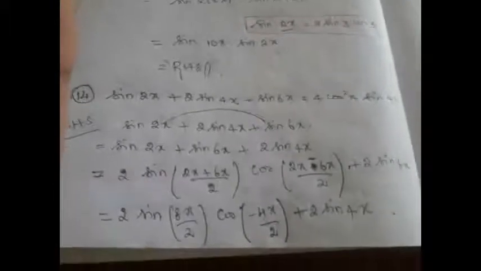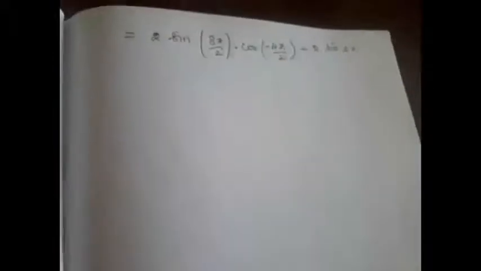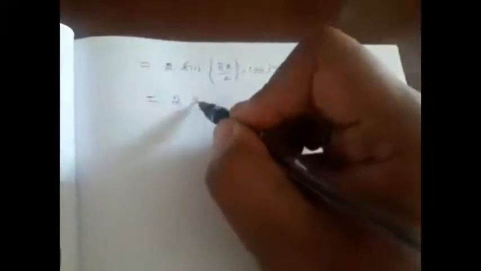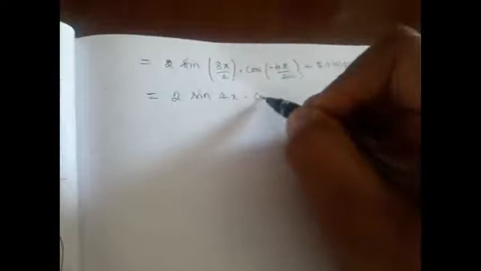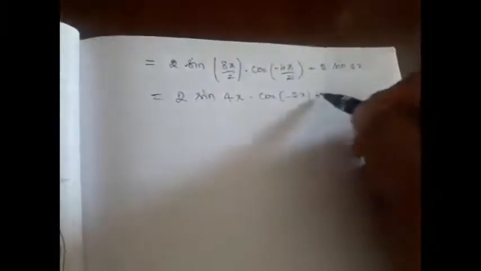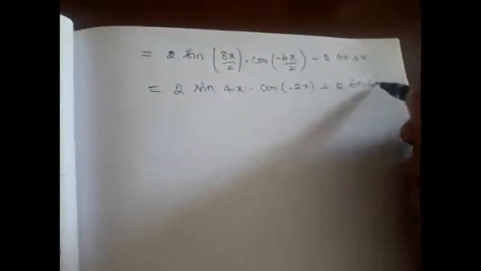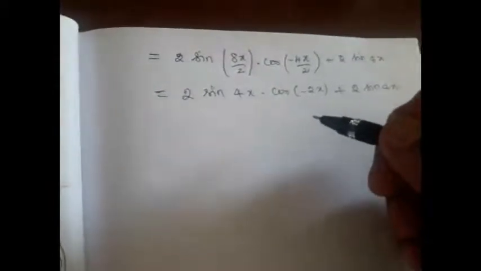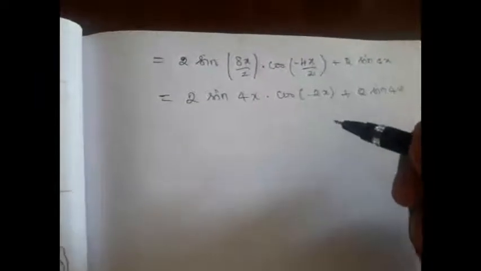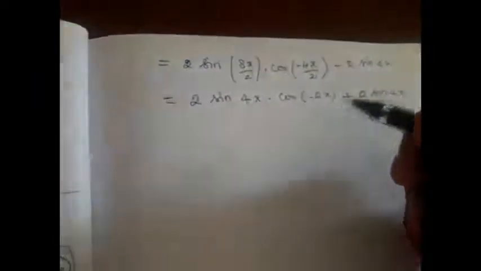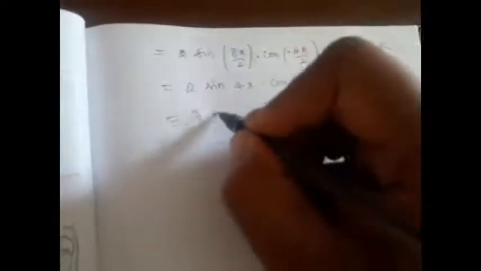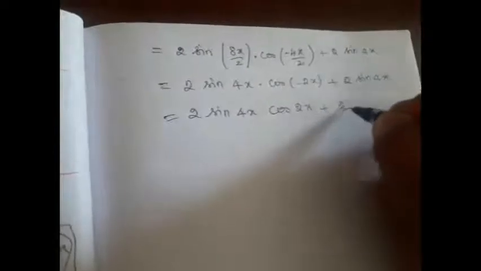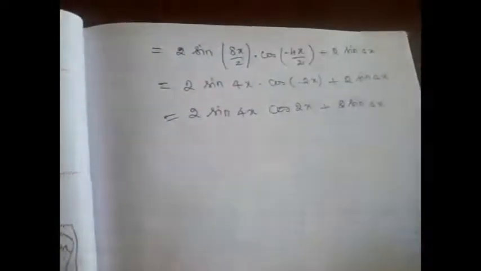Now you have to simplify it further. This is what we arrived at as the last step, which is equal to 2 sin 4x into cos of minus 2x plus 2 sin 4x. We know cos of minus theta is nothing but cos theta only. Only negative will affect the sine function, it will not affect the cosine function. So this is the same as cos 2x plus 2 sin 4x, right?